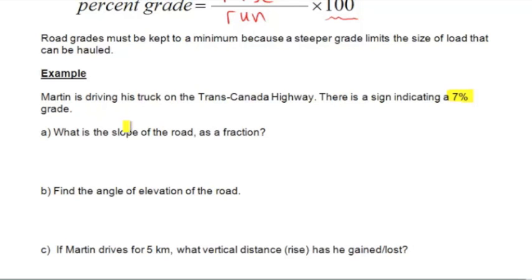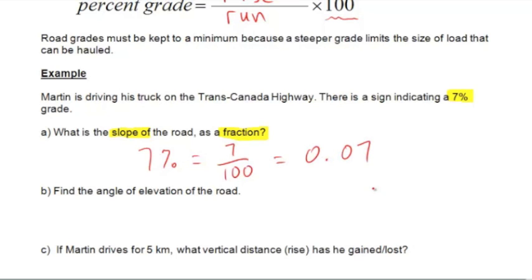So if we are asked to find what is the slope of the road as a fraction, we're looking to put 7%, which is the slope, which is the rise over the run. We want to write that as a fraction. That is just going to be 7 over 100. Okay. If we were asked to write this as a decimal, we'd write this as 0.07.